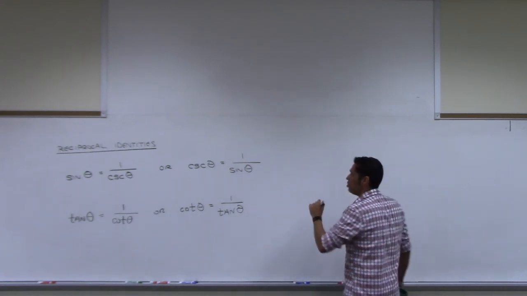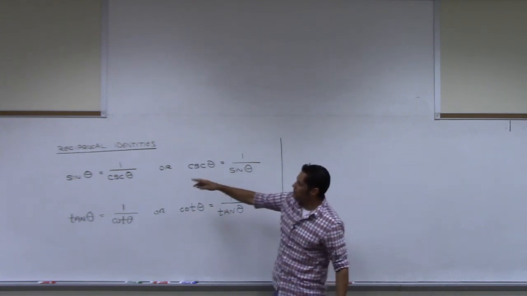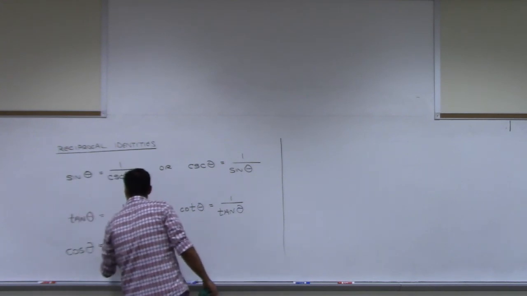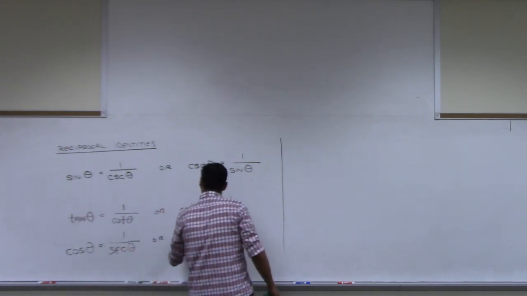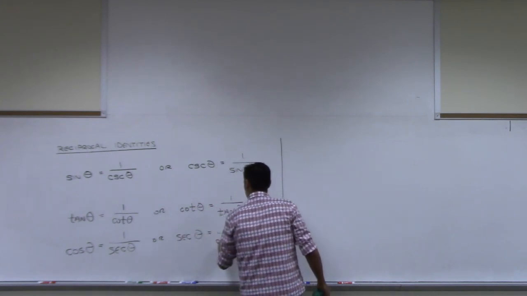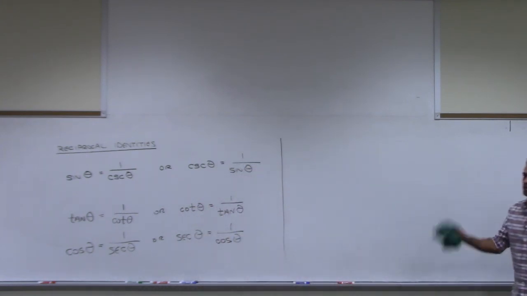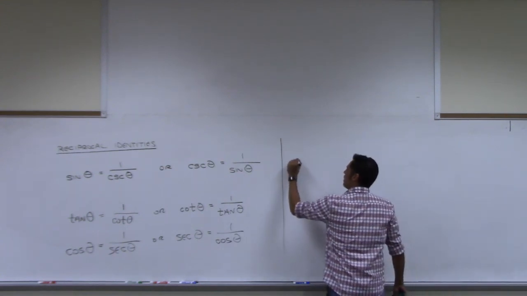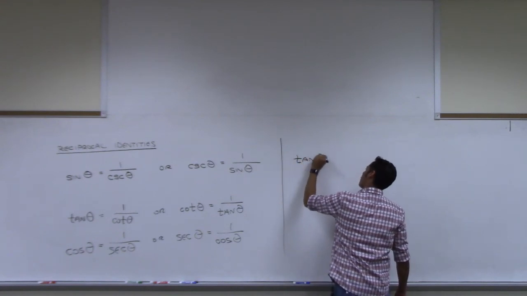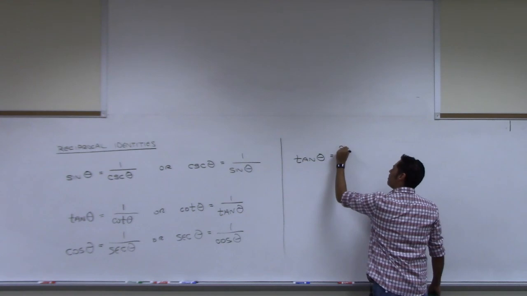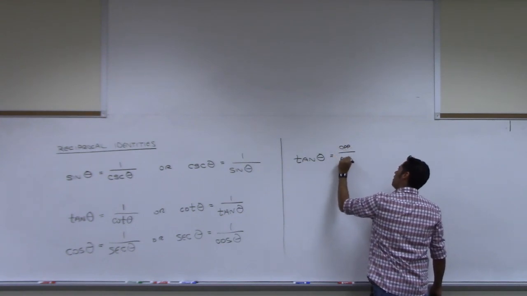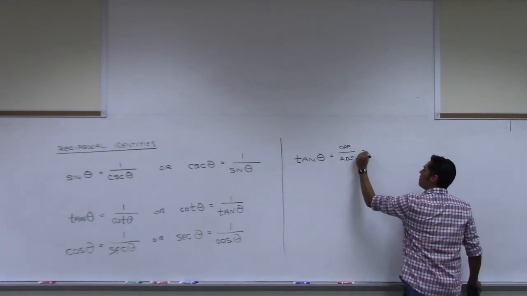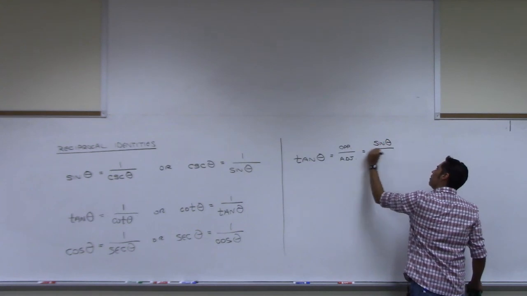Or you could say that cotangent theta is 1 over tangent theta. All right. Now there's 2 more. I'll just be complete here. Cosine theta is 1 over secant theta. Or you could say secant theta is 1 over cosine theta. Right? But there are 2 others that are actually kind of important that you know. And that's tangent theta, by definition, was opposite over adjacent, right? Another way you could write this is as follows. You could write this as sine theta over cosine theta.